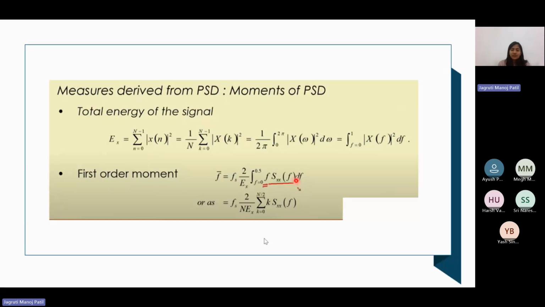So there were different kinds of functions, like measures from this PSD, the moments of PSD. So first was the total energy of the signal. You know this basic definition of the total energy: take the square of the magnitude of it, and then after a point, 1 by 2 pi of this particular point, okay.